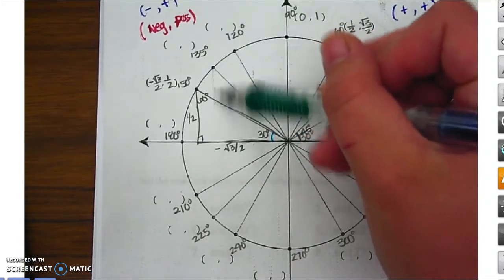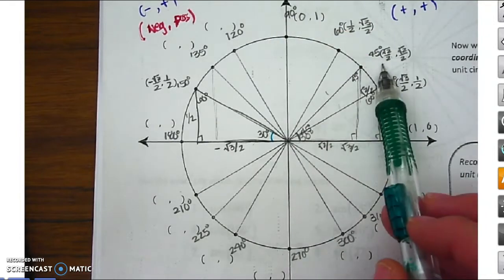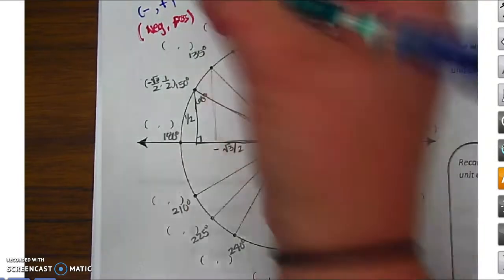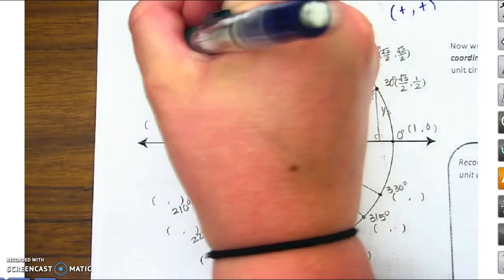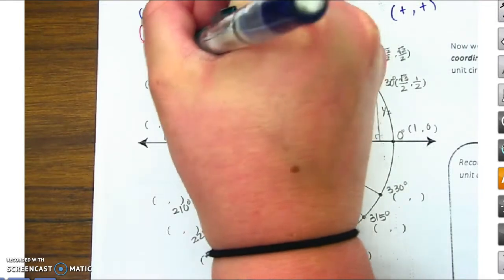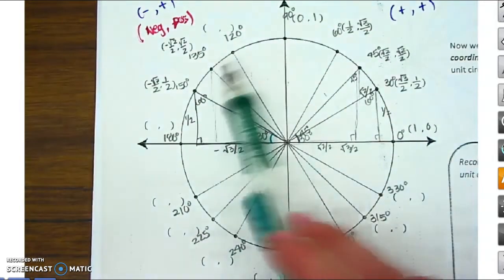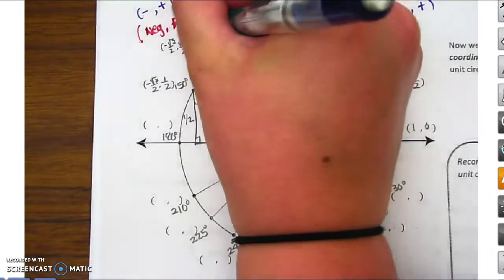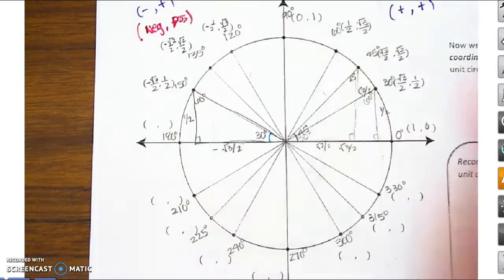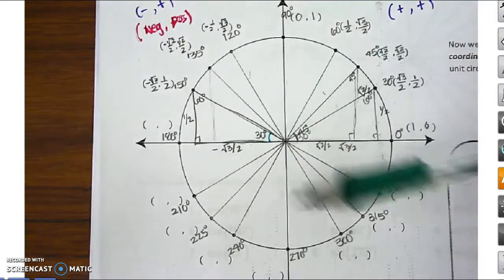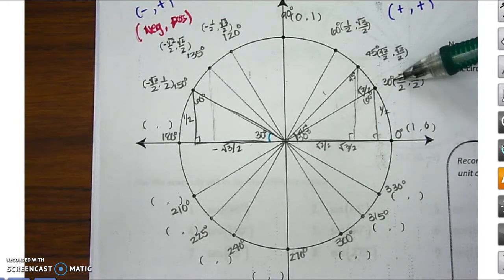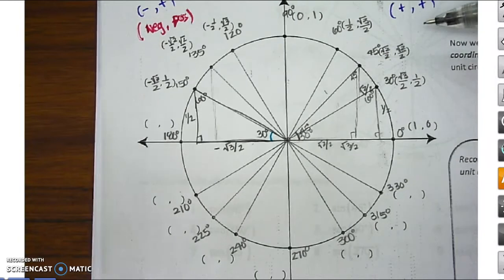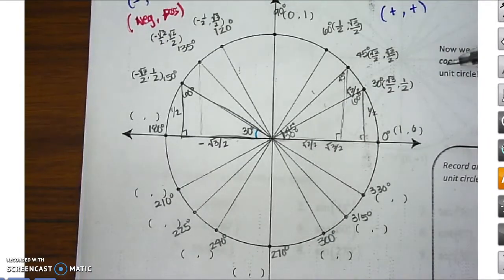135, if you were to draw that in, the reference angle would be 45. So that's actually going to be the same as this, except we're going to have a negative x value. So negative √2/2, √2/2. And 120 would have a reference angle of 60. So we're going to have, instead of positive 1/2, negative 1/2, √3/2. So any angle on the unit circle will have a reference angle of 30, 45, or 60. So we'll have the same coordinates except a different sign, possibly for x and y.